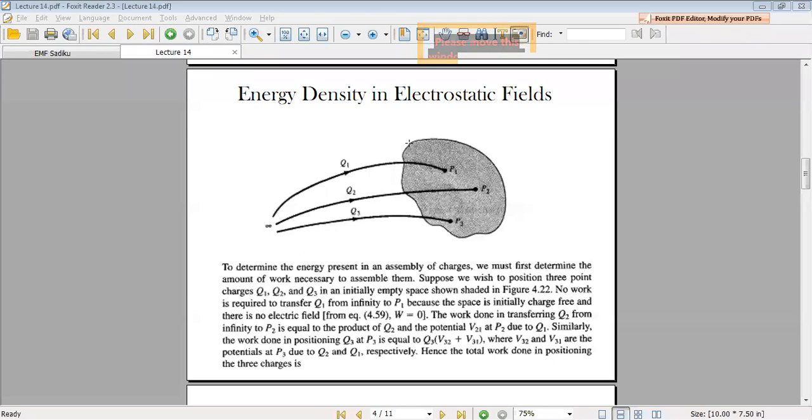Here we have to find the energy density in an electrostatic field. For that we are moving the three point charges Q1, Q2, Q3 from infinity to three points P1, P2, P3. To find the energy density, first of all we have to find the work done. How much work done is required to move these point charges, and then we can find the energy density.